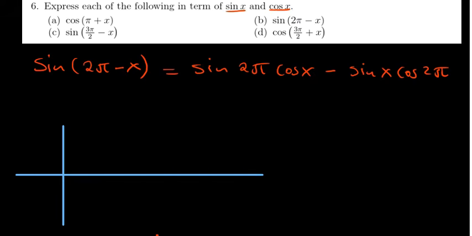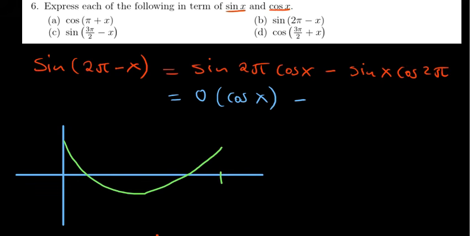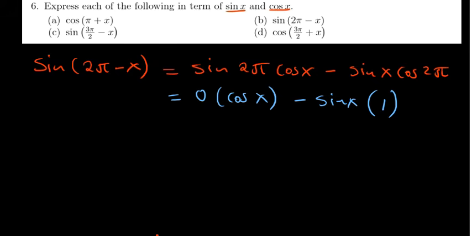For the cosine, it starts at 1 and then ends at 1 again at 2 pi. Remember, the end point is 2 pi. So sine 2 pi therefore becomes 0, because that's where it starts from. And then negative sine x, cosine 2 pi: where it starts at 1, it will end at 1 again. That's 2 pi, so it ends at 1, as you can see from the graph. So what do we have? Just negative sine of x.